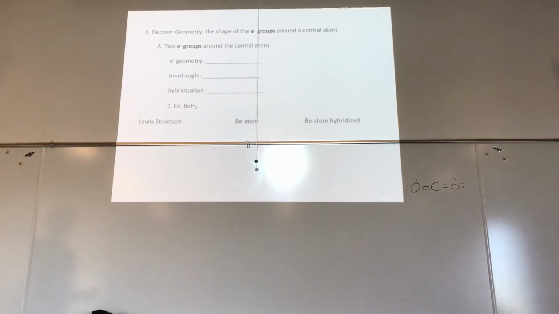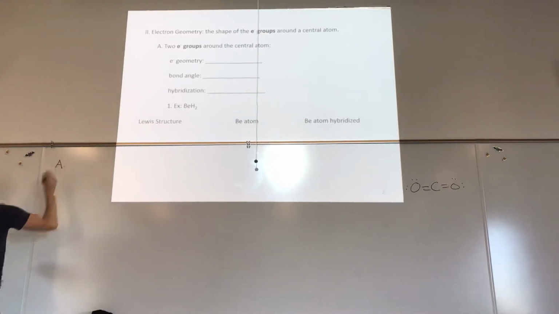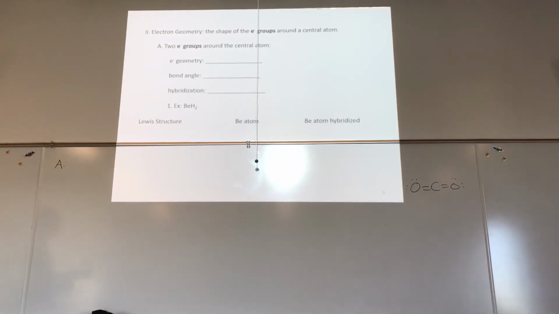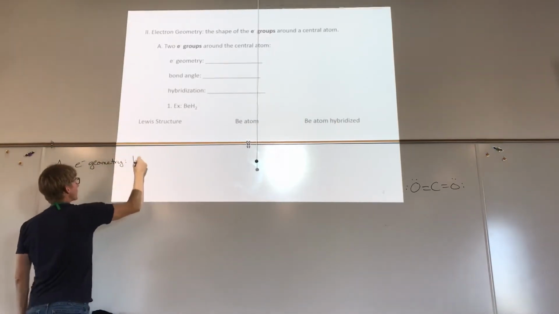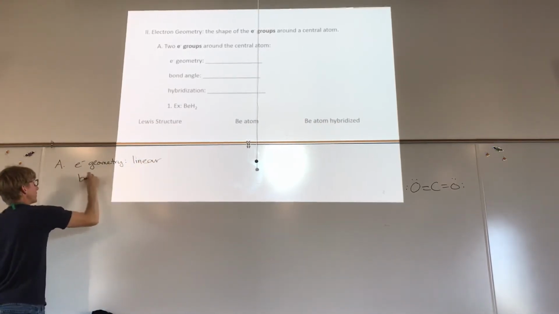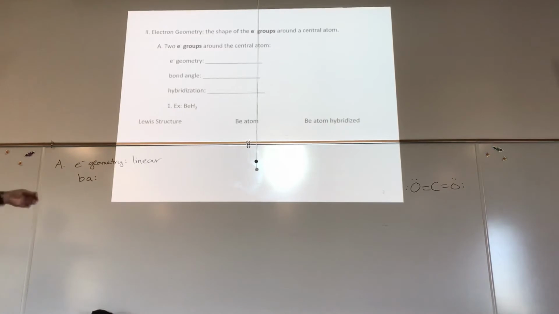Okay, so the way I present this is that for each number of electron groups, there are 3 things that are always true. Best to memorize them, if you haven't already. So I'll do A right here. 2 electron groups around the central atom. The electron geometry will be, as you probably already know, linear. Bond angle, well, with 2 electron groups around the central atom being as far apart as possible, the bond angle will be 180 degrees.